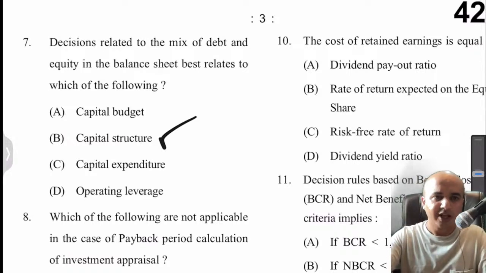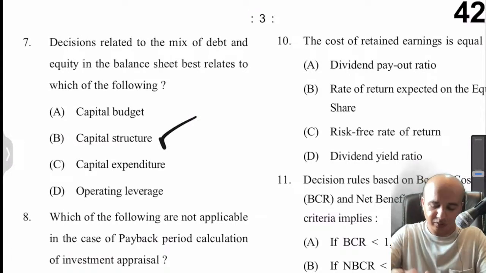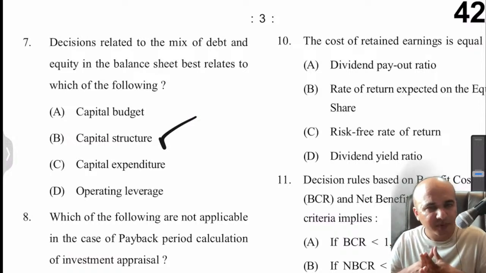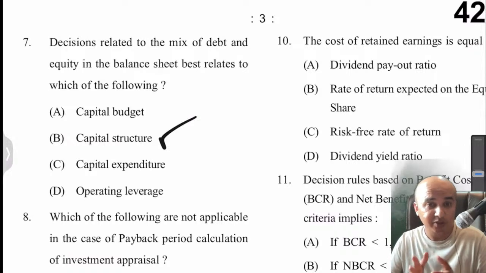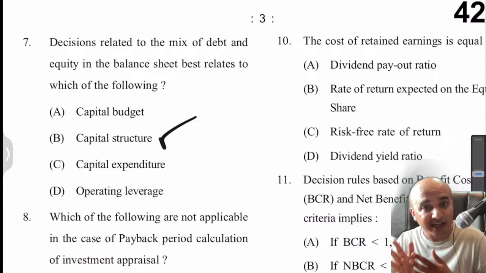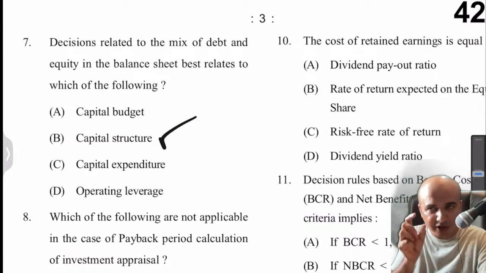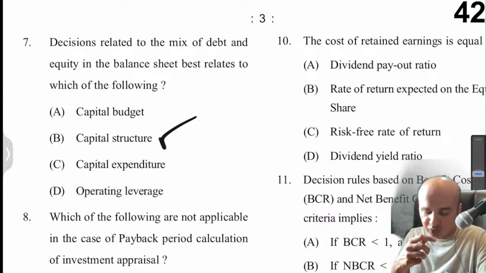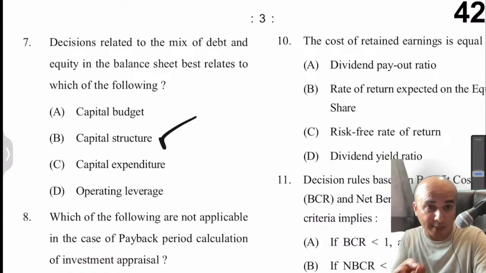Now how? See, decisions related to the mix of debt and equity pertain to the capital structure, right? What is capital structure? First of all, let's try to understand. Capital structure is nothing but the composition of the company's liabilities, specifically the proportion of debt and equity used to finance its operations. See, when we say capital structure, we are not referring only to the owner's capital. We are also looking at the debt which the company has raised to operate. Without the debt, it cannot operate. For example, debenture will also come into capital structure.